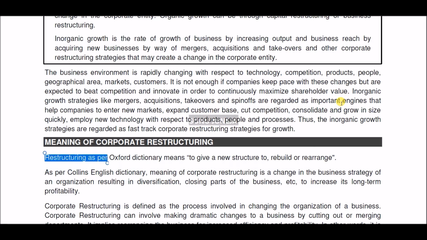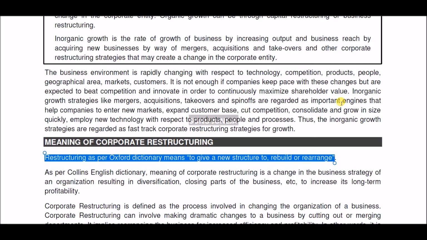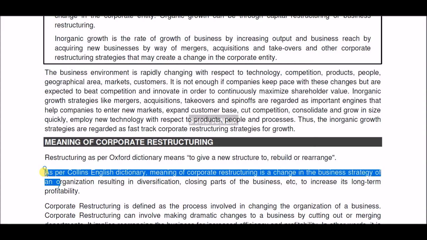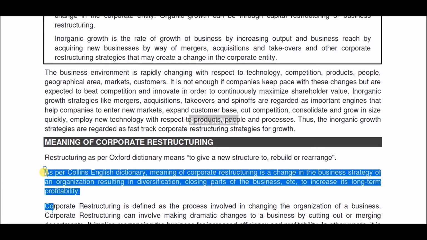So restructuring, as per Oxford Dictionary, means to give a new structure to, rebuild and rearrange, which can be done internally or externally. So basically organically and inorganically. As per Collins English Dictionary, the meaning of corporate restructuring is a change in business strategy of an organization resulting in diversification, closing parts of the business, etc. to increase its long-term profitability.